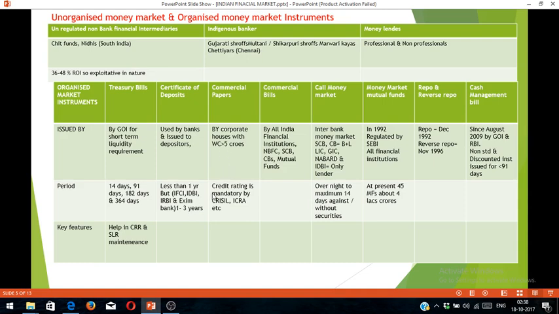Commercial papers, there is no such restriction. Commercial bill also, there is no such restriction. So these all are about organized money market instruments. These are the instruments of the money market, among which we have discussed all.